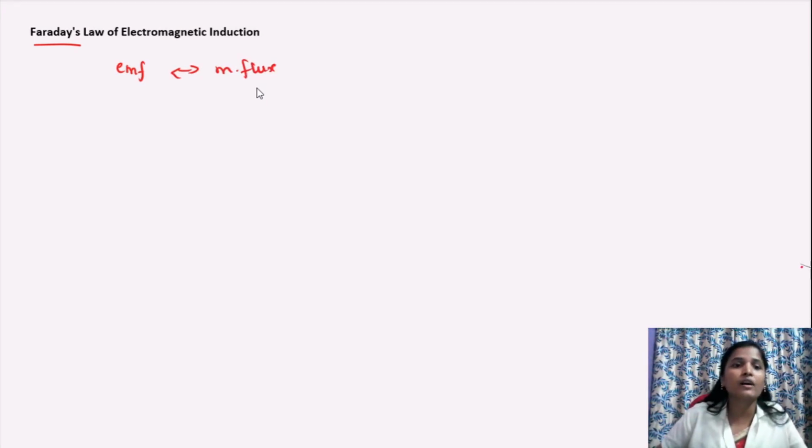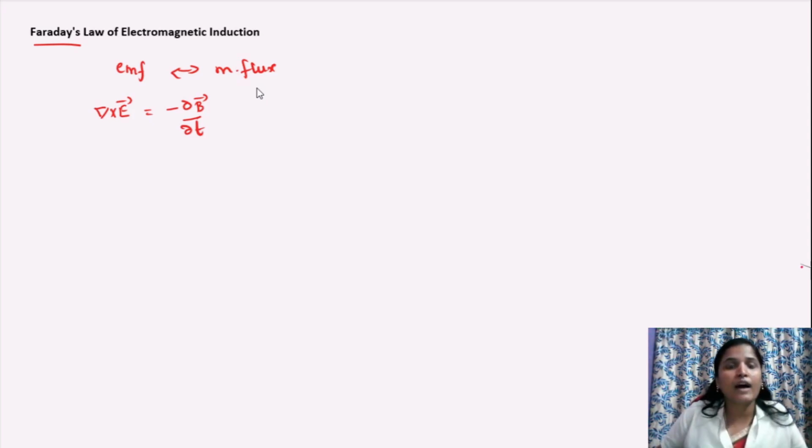We'll start with the fundamental law of electromagnetic induction, that is del cross E is equal to minus dou B by dou T. So E is electric field intensity, B is magnetic flux density. So this equation relates electric field with magnetic field.